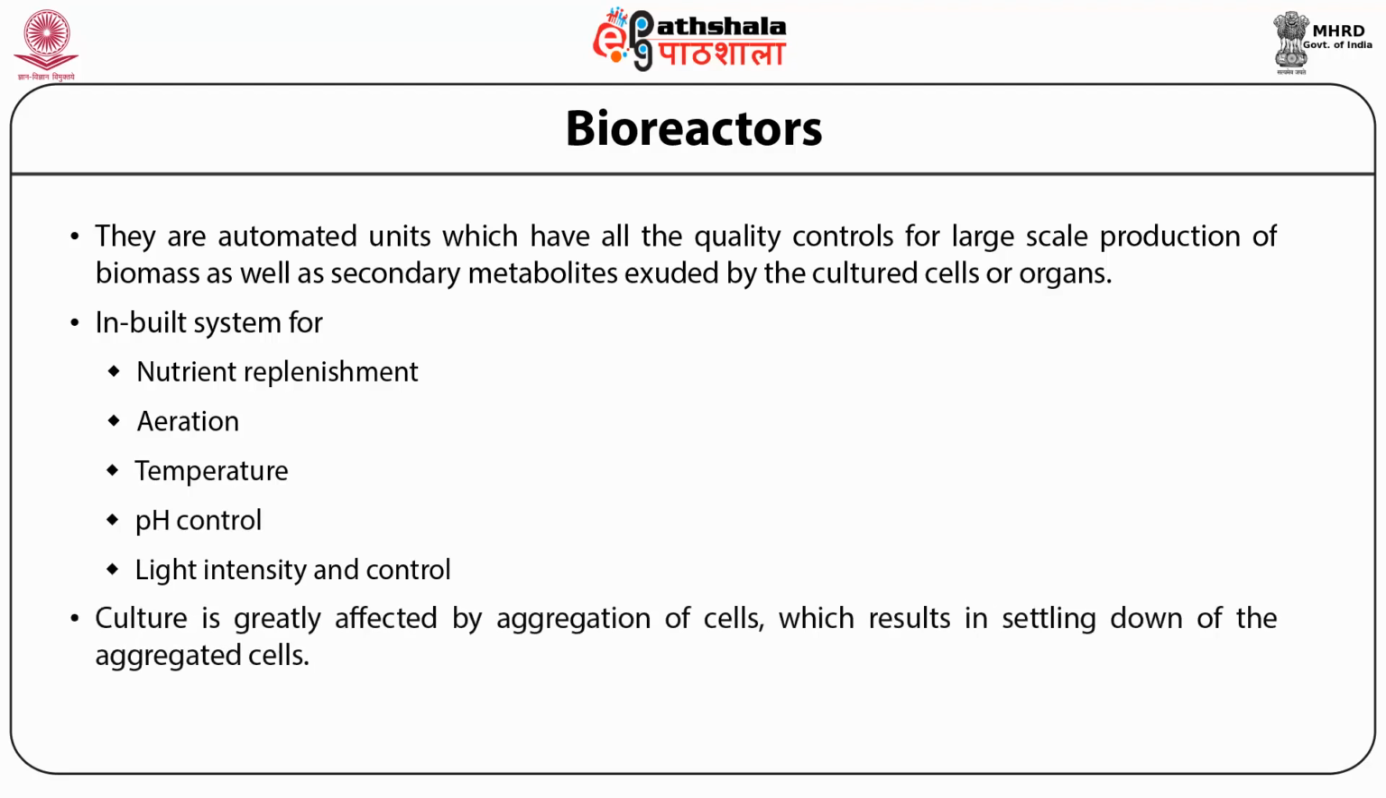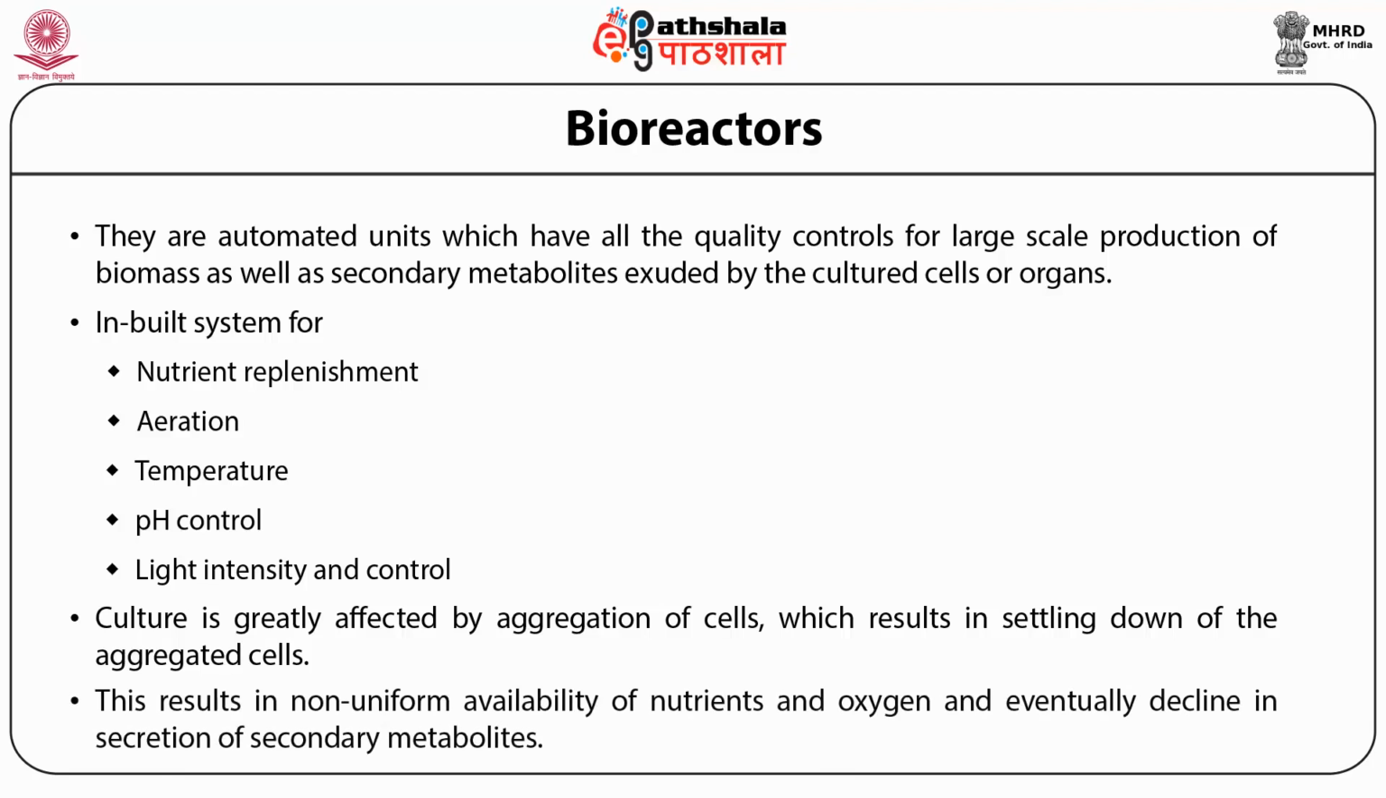And as we know, the culture is greatly affected by aggregation of cells, which eventually results in settling down of the aggregated cells, and this results in non-uniform availability of nutrients and oxygen, and eventually a decline in secretion of secondary metabolites. There are many bioreactors available, although more research is being done on improving the efficiency of bioreactors and eliminating the drawbacks which the existing bioreactors have. But the effort is to control all the areas which affect the efficiency of the final product, which is the secondary metabolite production.